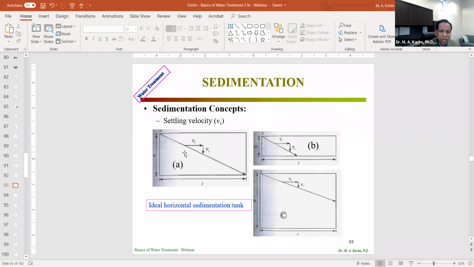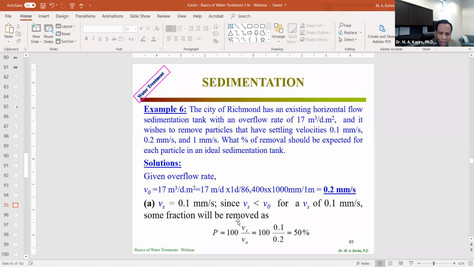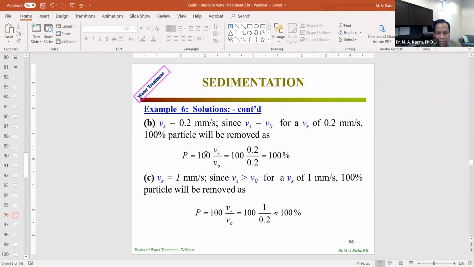More examples. This is a good one. This is our design, but this is under design, right? So we have more problems based on the overflow rate, overflow velocity and the settling velocity and so on. Okay, so I'm not going to discuss that.